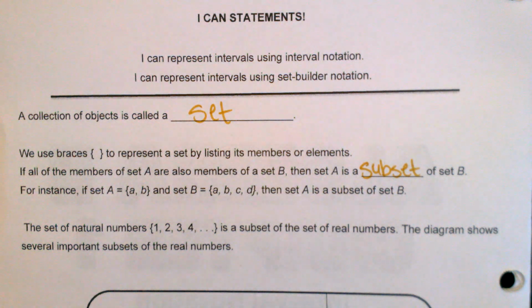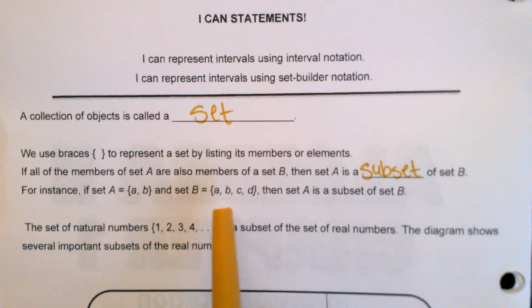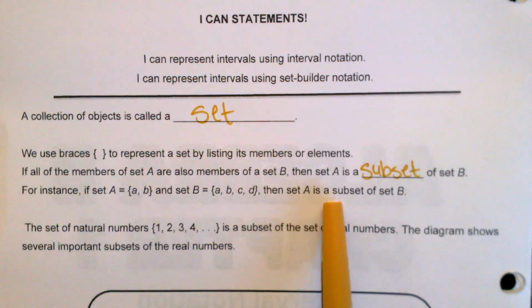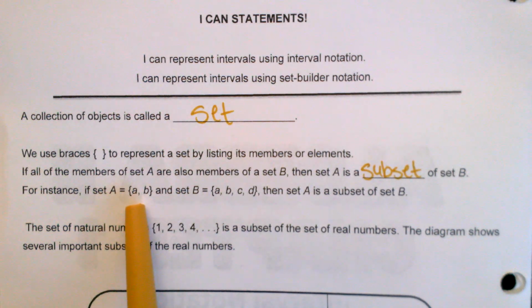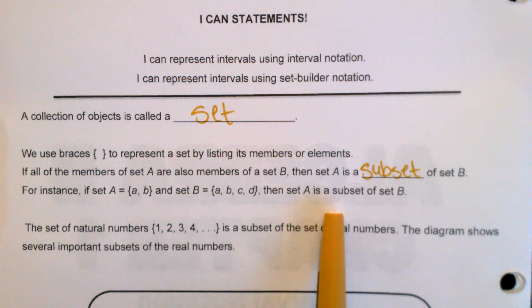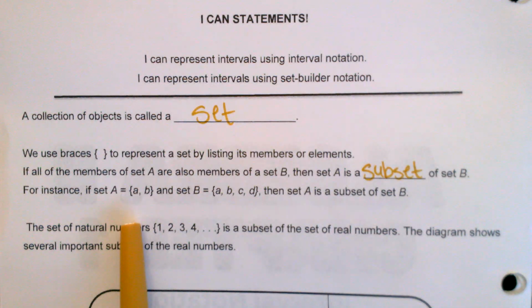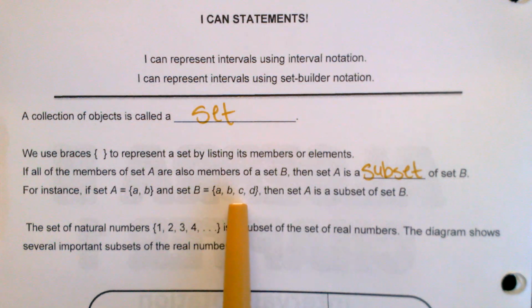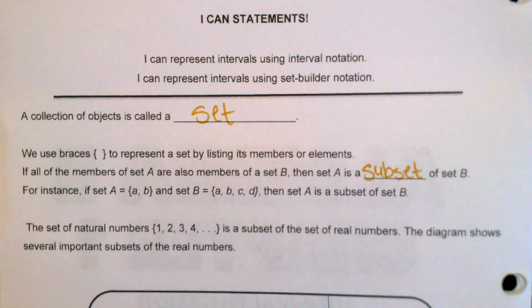If set A equals A and B, and set B equals A, B, C, D, then set A is a subset of set B. So we see that set A has the letters A and B inside of that group, right? Okay? We see that set B has A, B, C, D inside of that group, correct? So because set A has two of the same elements from set B, that means that it's a subset. It's just a smaller group. Everyone good? All right.